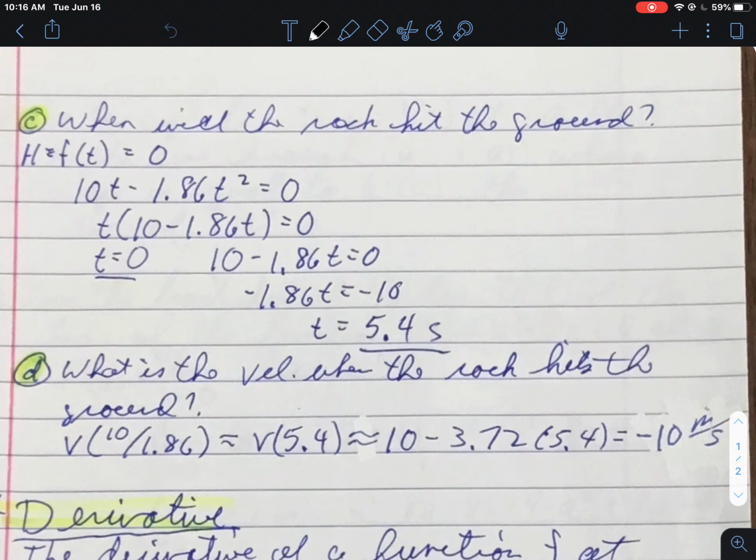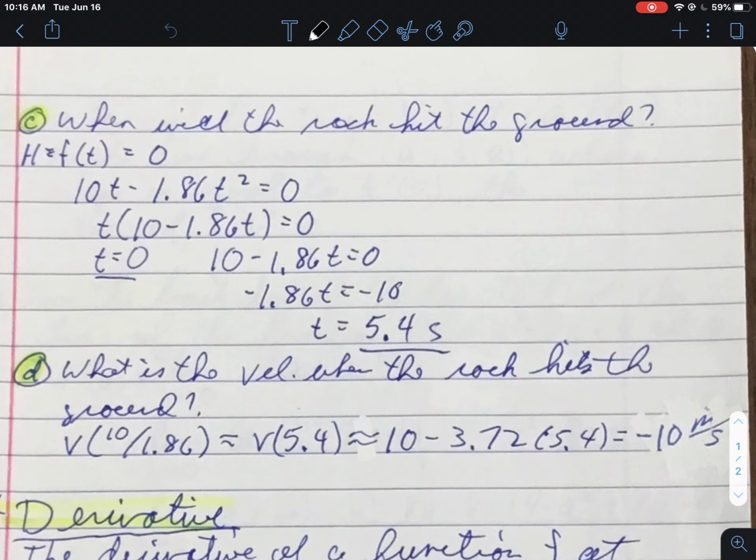Question part C. When will the rock hit the ground? All right. So again, there are different questions involved here. They don't necessarily all involve calculus, but we're just interested in answering questions about the situation. So when will the rock hit the ground? Remember, we threw the rock up. It's going to eventually have to come down, even though we're on Mars, where gravity is less than it is on Earth. There's still gravity there. So eventually it's going to come back down.